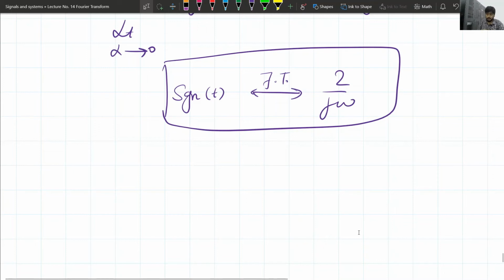Take another case. Case two, we have taken for the unit step function.